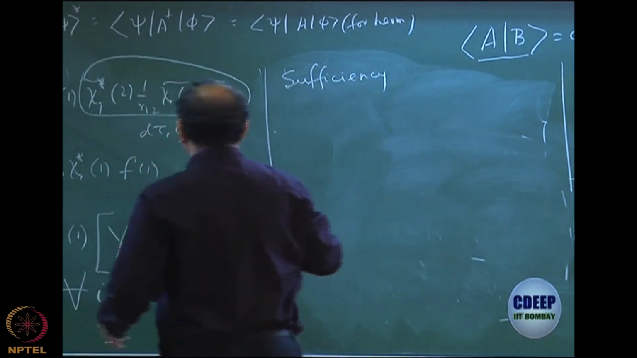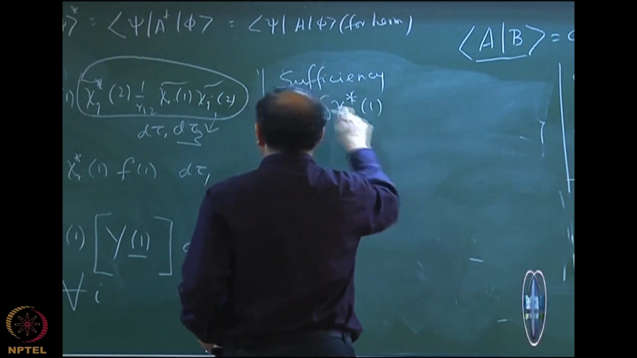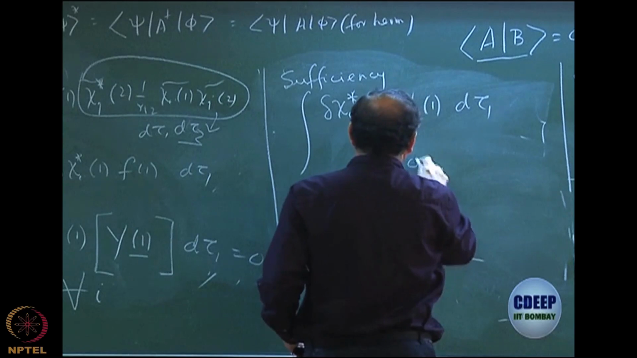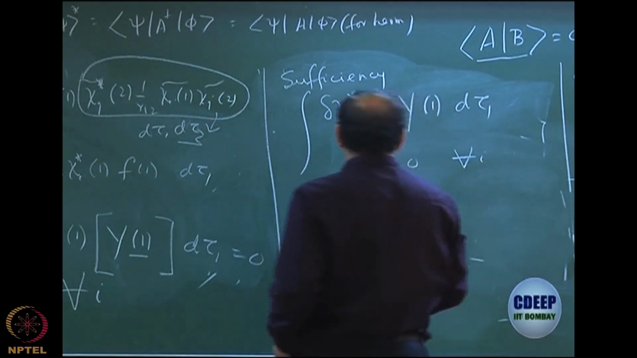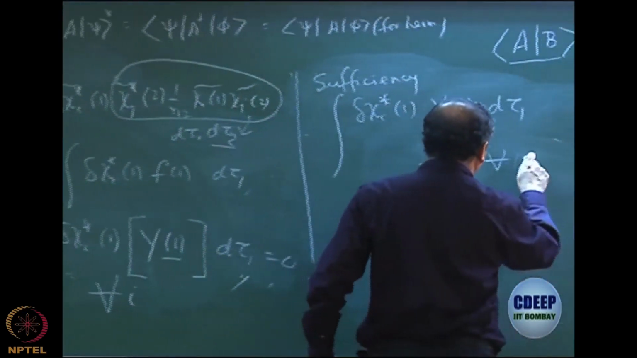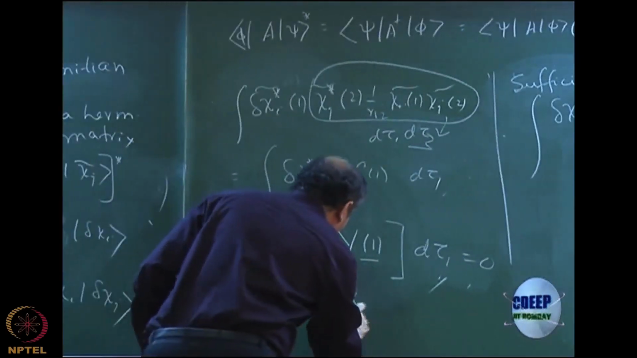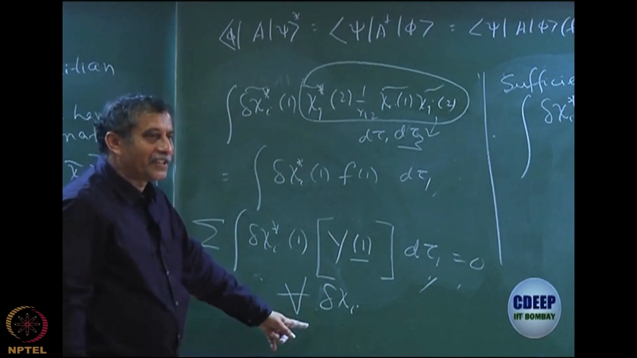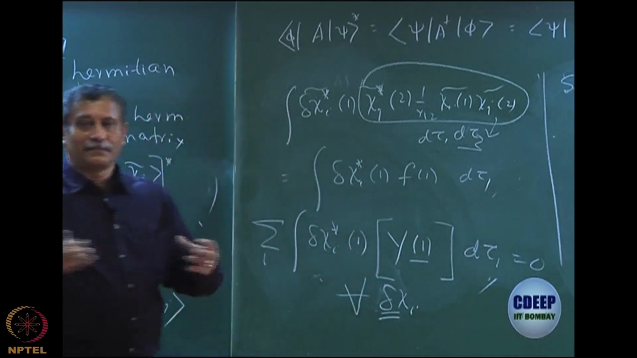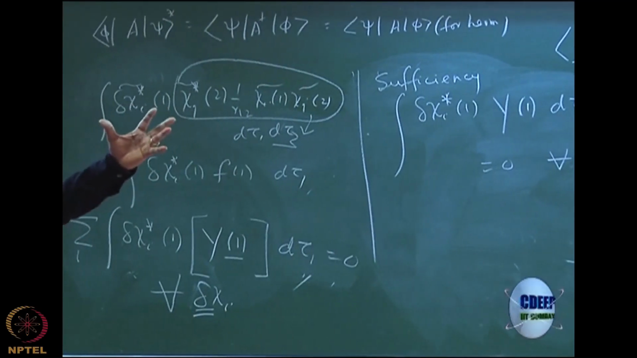So I am going to say for the sufficiency condition that each delta chi I star 1 integral, of course, y of 1 beta 1 is 0 for each I, but I am not going to sum for each, all values of delta chi. Please correct it. Because when I have a sum over I, how can it be for each I? That is nonsense. What I mean is that for all arbitrary delta chi, that means I can change chi I arbitrarily to delta chi I.